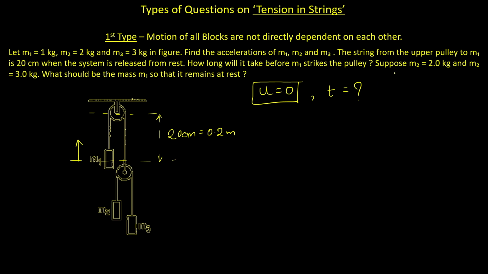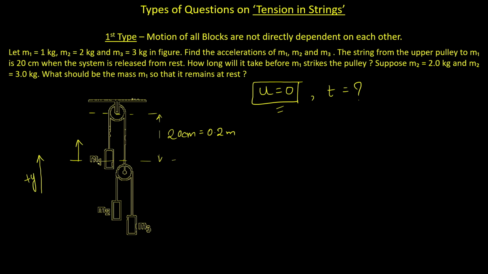And the second part of this question is like, suppose M2 is equal to 2 kg, which is already there, and M3 is equal to 3 kg, then what should be the mass M1 so that it remains at rest? Initially it is at rest, it will remain at rest. That is the second part of the question. So let us solve the first part of the question first. For that, again, let me assume that the positive y-axis is this. Like we are taking the upper side as the positive y-axis.